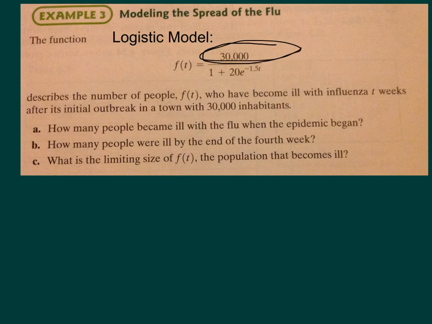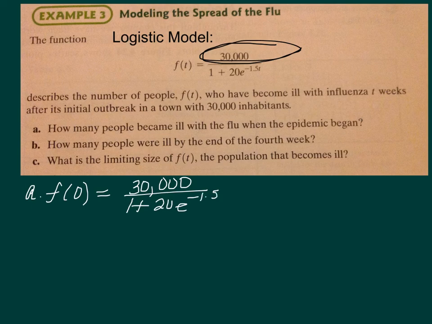And for part A, they want to know how many people became ill with the flu when the epidemic began. So when it began, our t-value is 0. So you're going to actually plug in 0 for t. And you're going to plug this in your calculator. And if you do that, make sure the numerator has parentheses and the denominator. And you should get approximately 1,429 people.